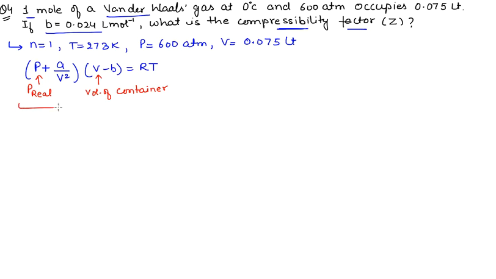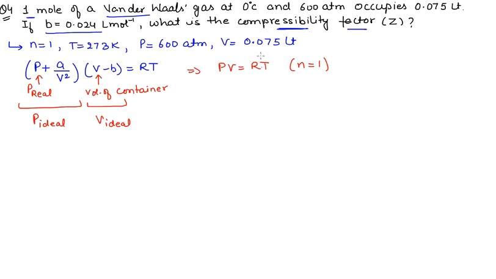Okay, so this entire expression, that is P plus A upon V square, is the P ideal, and this V minus B is the V ideal. That is how we can write it as PV is equal to RT when the number of moles of gas is 1.